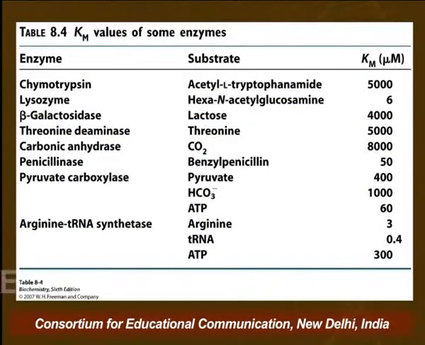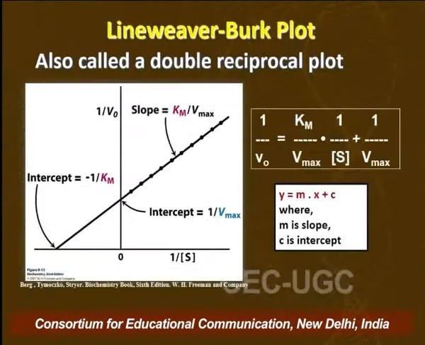Now, over here I have shown some very important examples of enzymes, what their Km values are, and what substrates they prefer. If we see the example of pyruvate carboxylase, pyruvate has a Km value of 400, bicarbonate has 1000, and ATP has 60. This gives us an idea of how exactly the binding of these substrates occurs to the enzymes. So, understanding the Km value is very important for understanding enzyme kinetics.